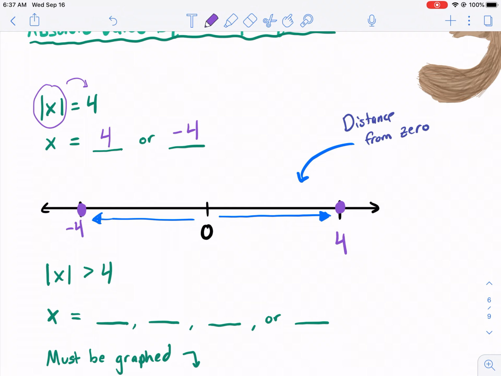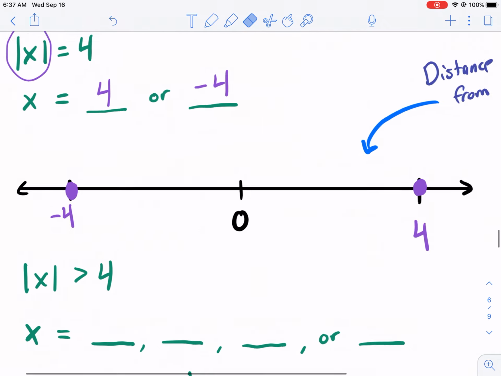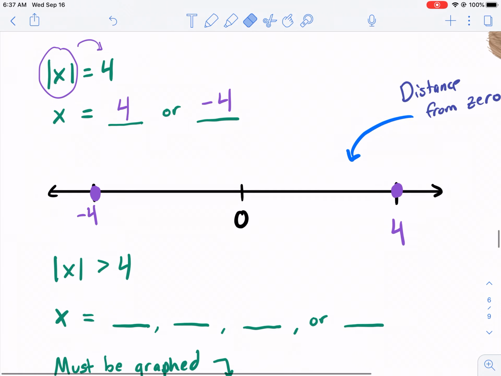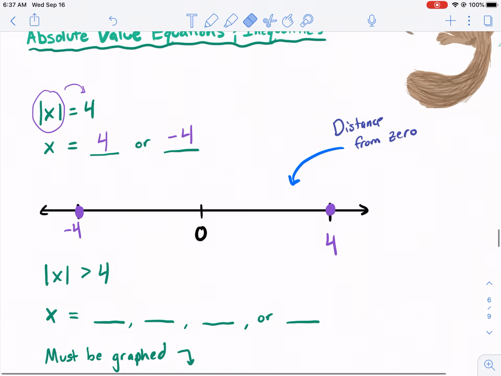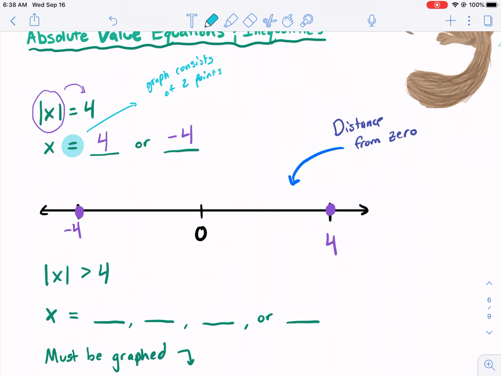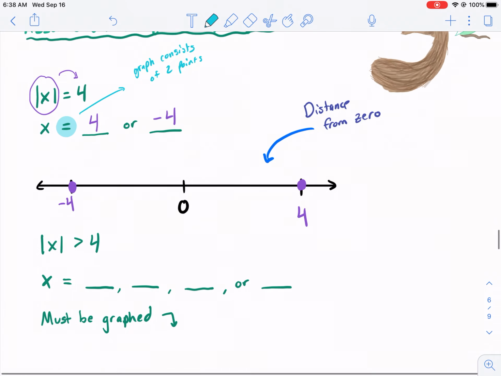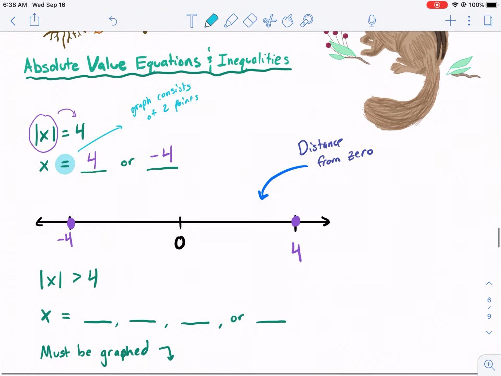So if you're to plot these 2 points and graph them, let me erase this real quick. If you were to erase these two arrows, the solution graph would look like this, just 2 dots. So if you have an equal sign, your graph consists of 2 points. And that's always the case. If you have an equal sign with an absolute value, barring any squared terms, you're going to have 2 points for your solution. That's the general rule for this particular section.